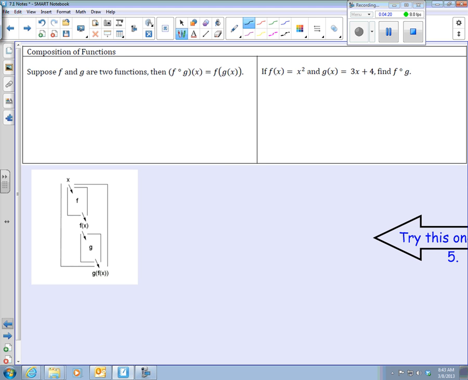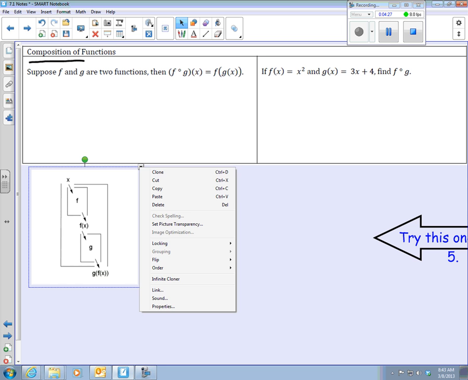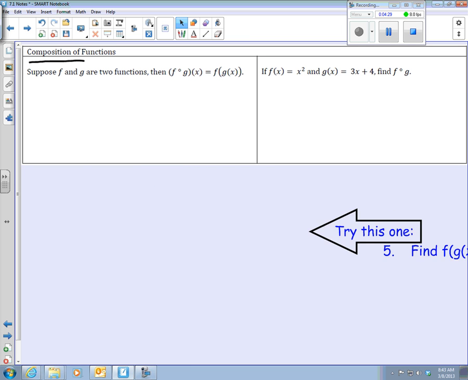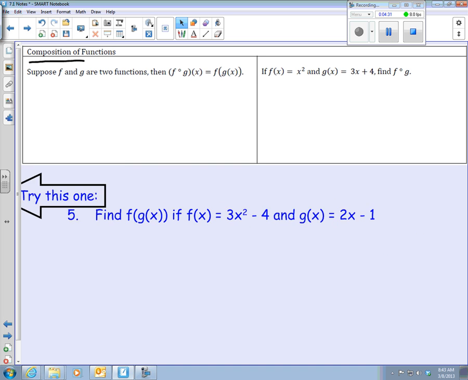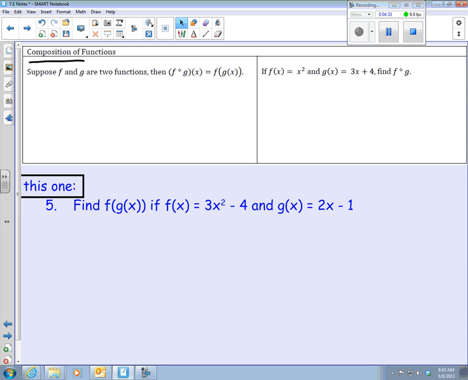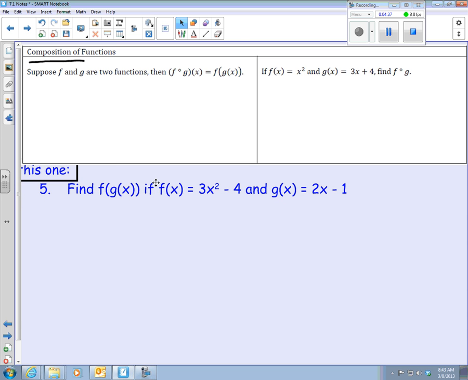We worked with this yesterday, composition of functions. You guys are going to do some more with composition of functions today. And here we go. We're going to try number 5 here. This should be on your note sheet. And this will be the last one we do until I see you on Monday.